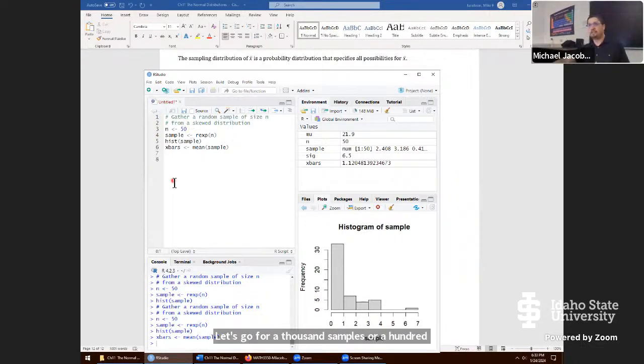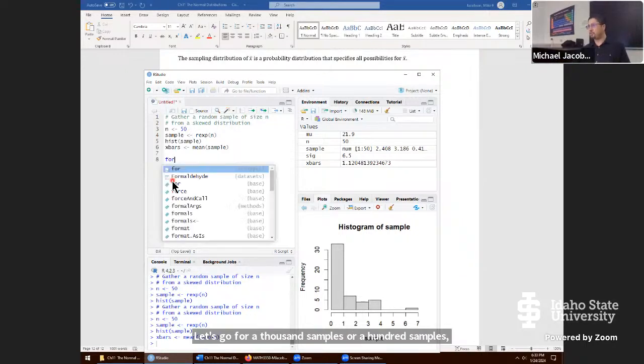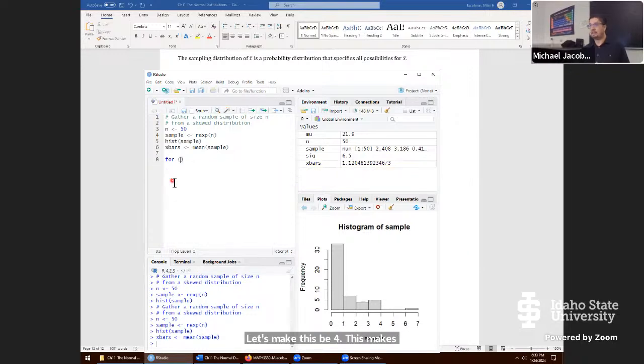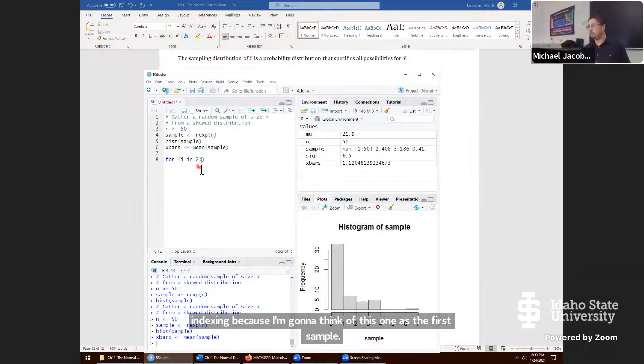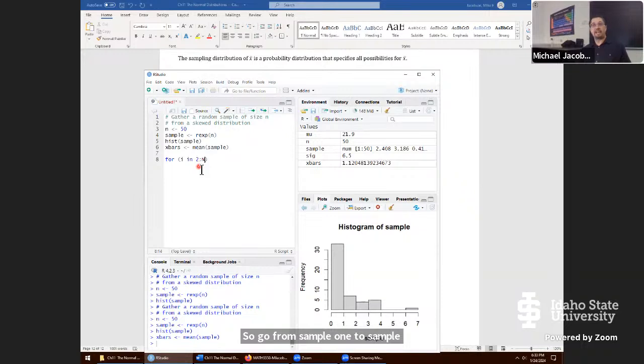So that means we need a loop. Let's make this be a for loop. This makes me uncomfortable. I have a cheat sheet if I mess this up. For will need an index i in, I'll start at 2 for my indexing because I'm going to think of this one as the first sample. So go from sample 1 to sample 2, colon, all the way to n, and we'll specify our n. Let's say n gets maybe 100 times to start just to see what happens.